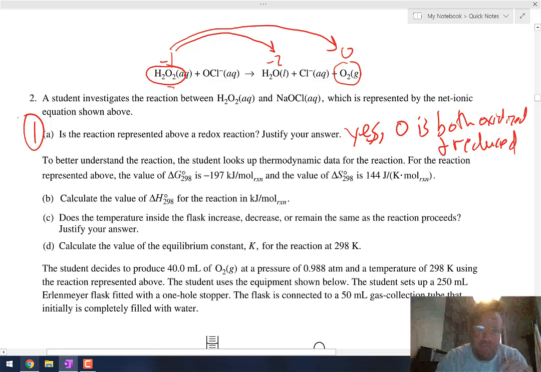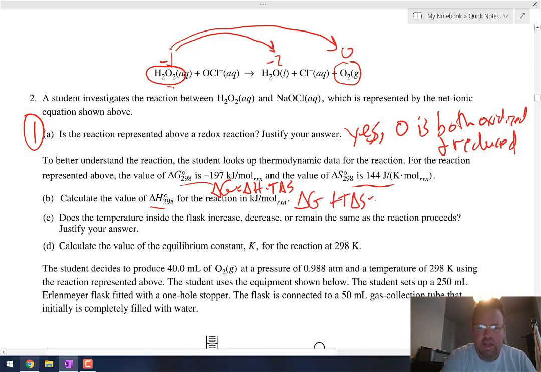Part B gives you the value of delta G, gives you the value of delta S, and then asks you for delta H. So we know, first of all, that delta G equals delta H minus T delta S. So to find delta H, we're going to take delta G plus T delta S, and that will give us our delta H value. So the delta G is -197 plus the temperature, 298.